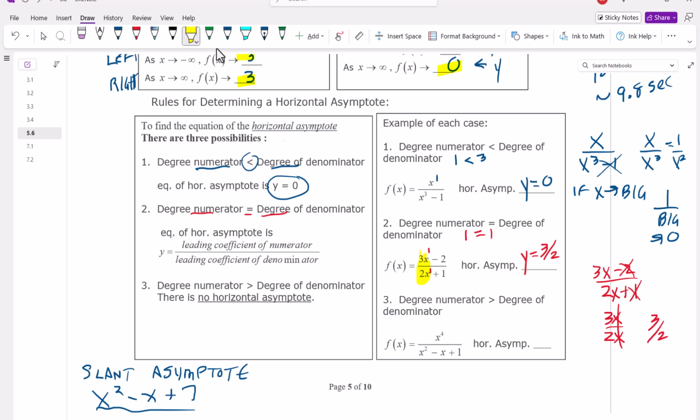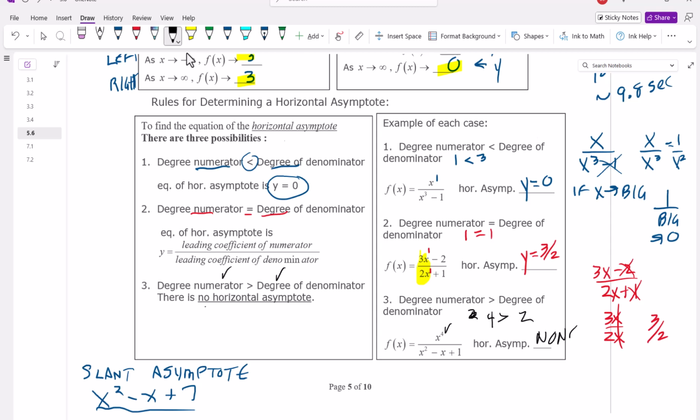Okay. The third and last thing that can happen is if the degree of the numerator is bigger, then there is no horizontal asymptote. So in this problem, the degree of the top is 4, the degree of the bottom is 2, so that means there is no horizontal asymptote.